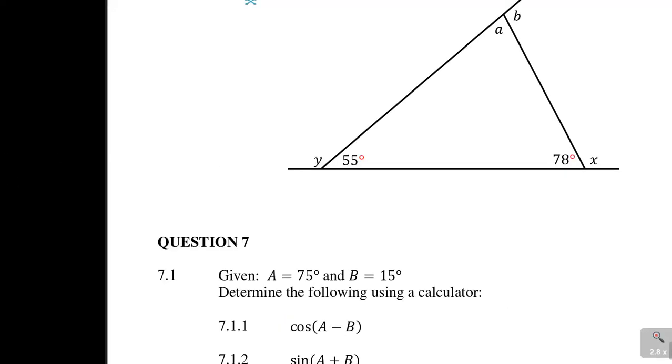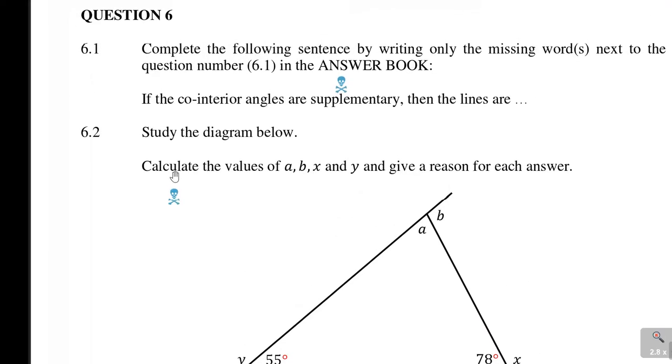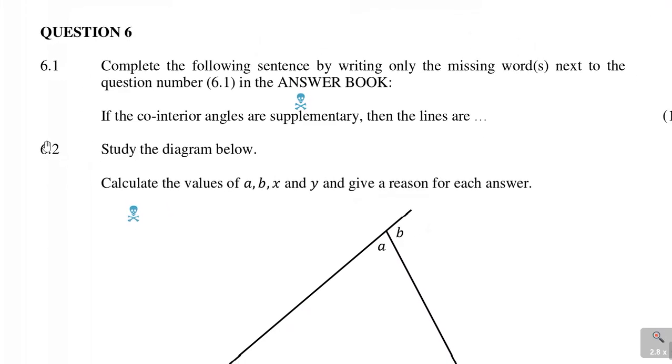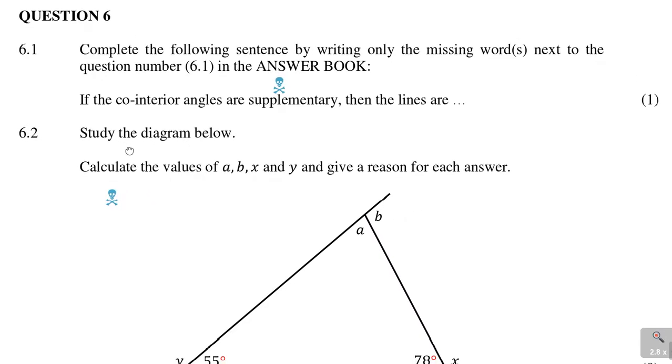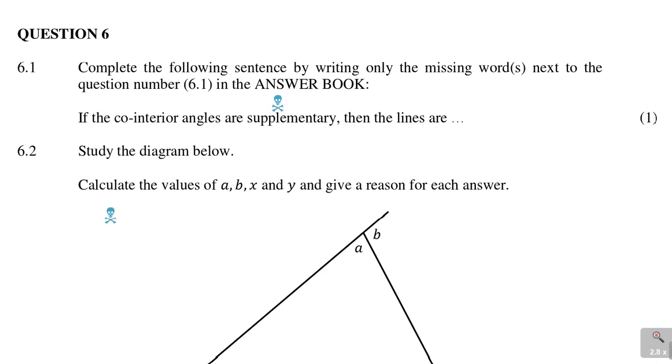Now let us look at the next question, question number 6, and at this stage you're about to finish your exam. You have worked your way and you're still hanging in there, but you persevere until the end. Question 6 says, complete the following sentence by writing only the missing word or words next to the question number 6.1 in the answer book.